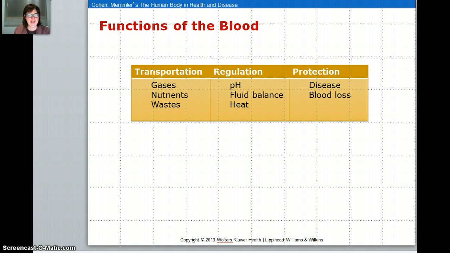You regulate your heat through your blood. You may not realize that, but when you get hot, you get flushed. That means more blood supply to your skin. Protection, the white blood cells help protect against disease, and then you have a protection against blood loss, which is the main job of the platelets.